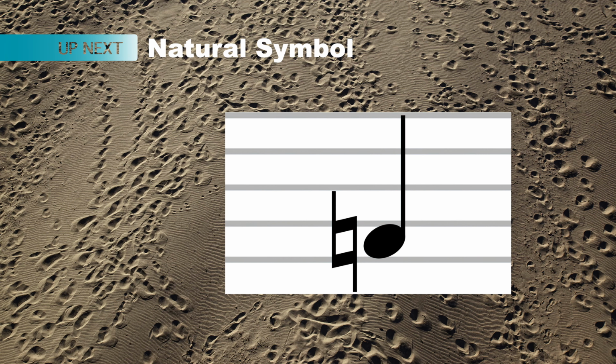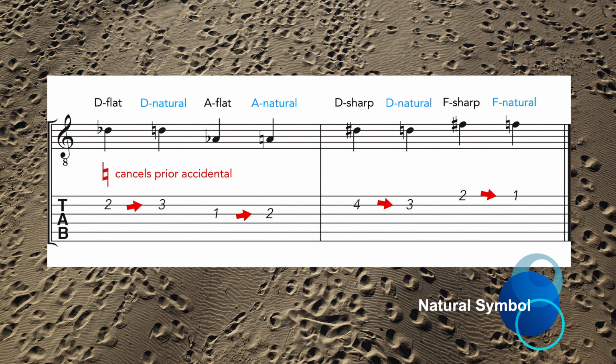The symbol resembling an electric bolt is called a natural. The natural cancels out a prior sharp or flat. In other words, it restores a note to its original pitch. In the first measure of the example, the natural on the 2nd beat cancels out the prior flat, restoring the 2nd beat to D natural. Here's what the examples sound like played on the guitar.